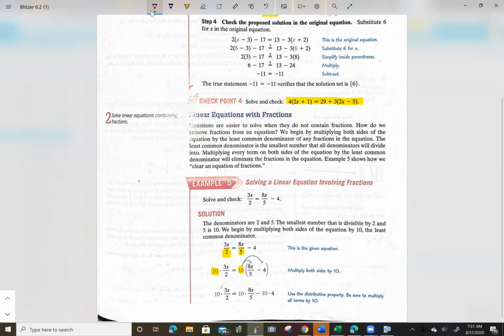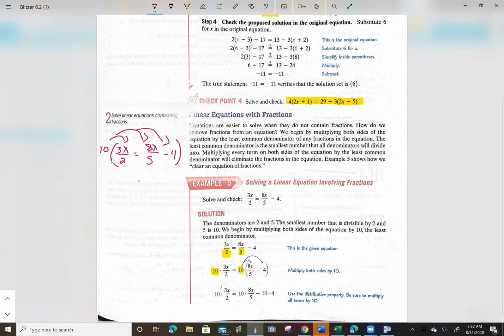And actually, the way I usually show it, if we have, let's say, 3x over 2 is equal to 8x over 5 minus 4, I usually just put the entire equation in parentheses, and I would put the 10 on the outside of the parentheses, because you have to multiply every term in that equation by the same number in order to make it work, okay? So now we're going to distribute that 10 throughout the entire equation.